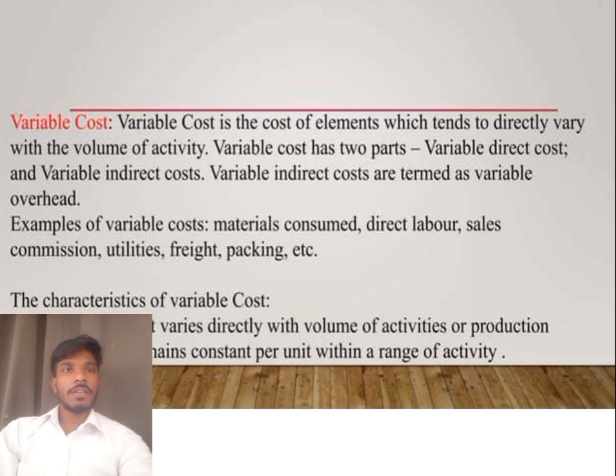Variable cost is an element which tends to vary directly with the volume of activity. Variable cost has 2 parts: variable direct cost and variable indirect cost. Variable indirect costs are termed variable overheads. Example: cost of material consumed, direct labor, salaries, commissions, utilities, freight, packing. The characteristic is that it varies directly with the volume of activity or production, while the per unit cost remains the same within the range of activities.